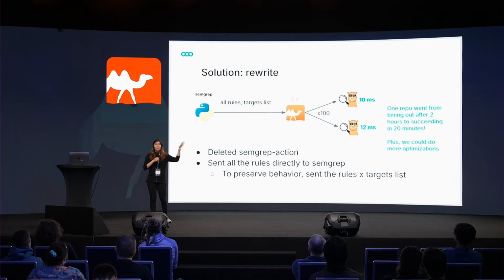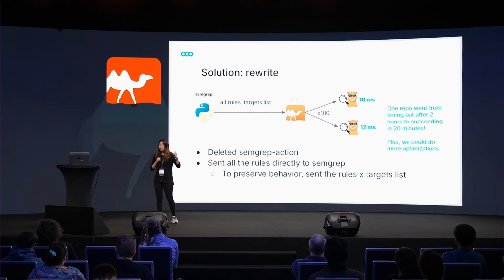We had one code base that used to time out after 2 hours. After we fixed this, it succeeded in 20 minutes. All the rest of that time was just OCaml startup time. So as this says, we solved this by just rewriting it. We deleted Semgrep action. That wasn't too bad because most of the code could just be copied into Semgrep. The part where we had to rewrite from Python to OCaml was that we sent all the rules directly to Semgrep.